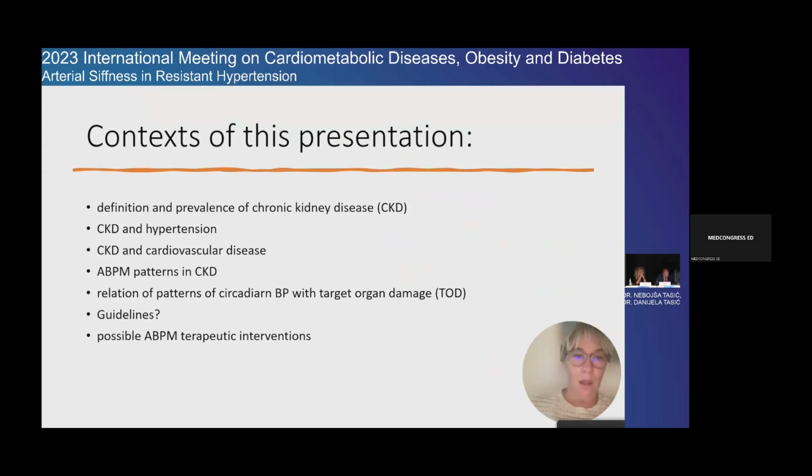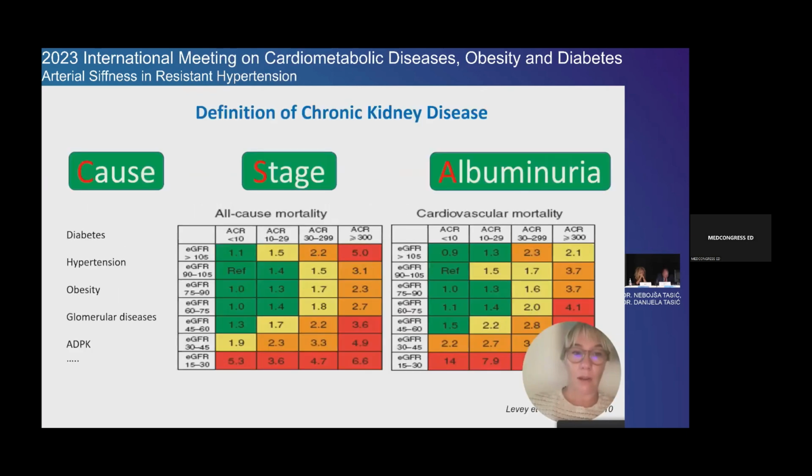I would like to present this presentation about ABPM in chronic kidney disease. The context of this presentation will be the definition and prevalence of chronic kidney disease, CKD and hypertension, CKD and cardiovascular disease, ABPM patterns in CKD, the relationship of patterns of circadian and blood pressure with target organ damage, something to say about the current guidelines and possible ABPM therapeutic interventions. So the definitions of chronic kidney disease must be defined by the cause, which can be diabetes, hypertension, obesity, or glomerular disease, and so on. Stages of estimated glomerular filtration and/or albuminuria in these stages present for 3 or more months.